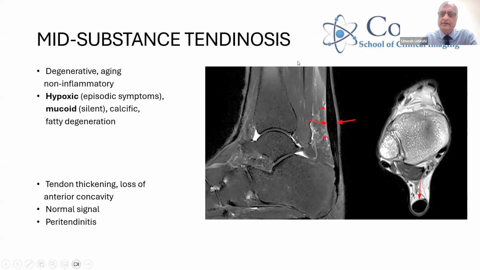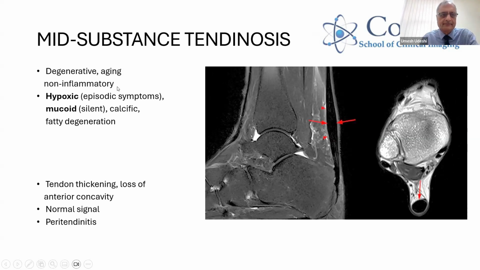Then tendinosis. This is showing mid-substance tendinosis. We talk about the Achilles tendon as a proximal or muscle tendon junction, a distal or insertional tendon, and then the mid-Achilles tendon. And you can see here in a longitudinal sagittal image that there is increased AP diameter of the tendon. It's fusiform in shape rather than being straight. So this is mid-substance tendinosis. It's degenerative in etiology due to aging.